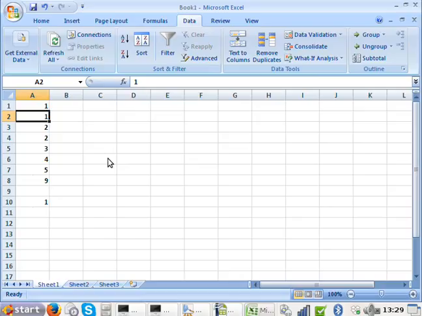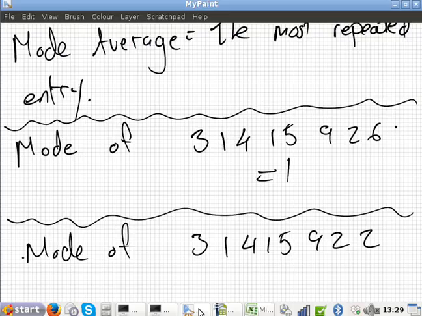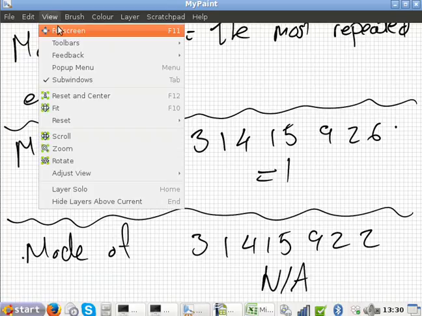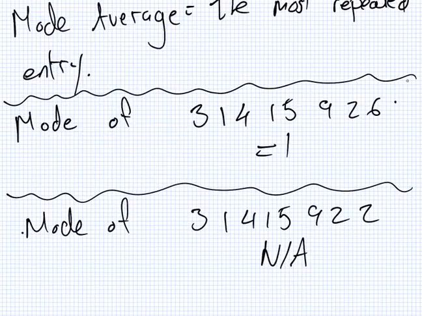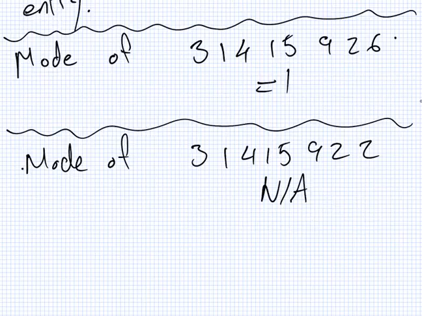So there are 2 possibilities so far. The answer is no mode. If there is no repeated number or if there's a tie, there's no mode. The mode must be clearly the most common. Okay? Alright. Next, now, if I can scroll down.